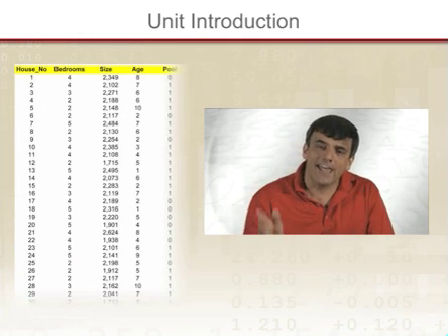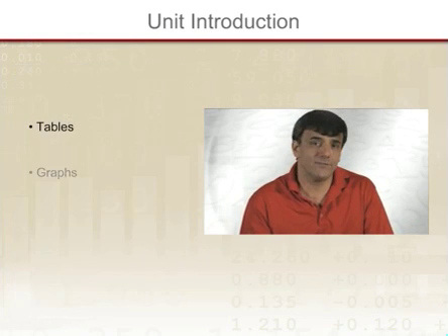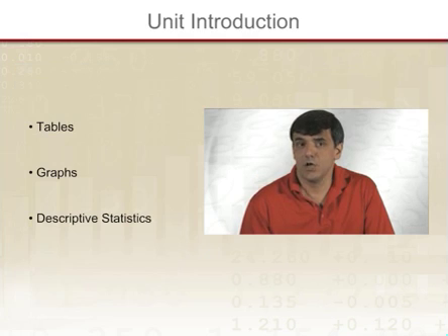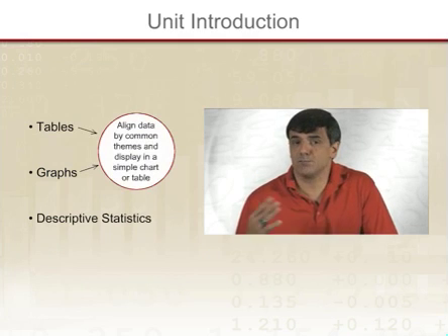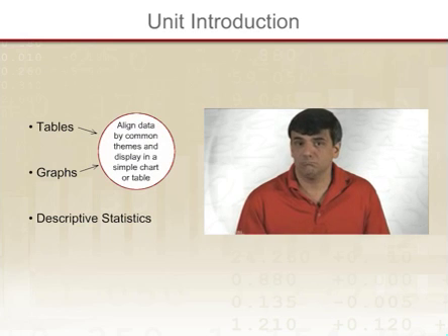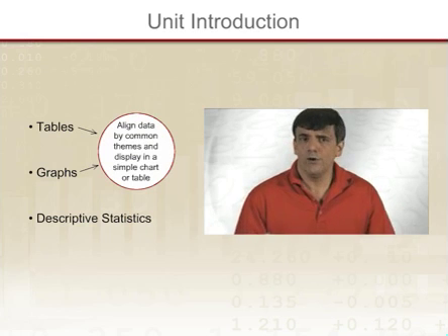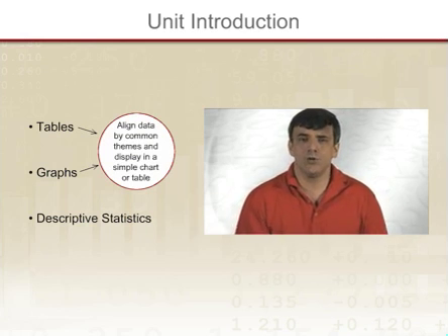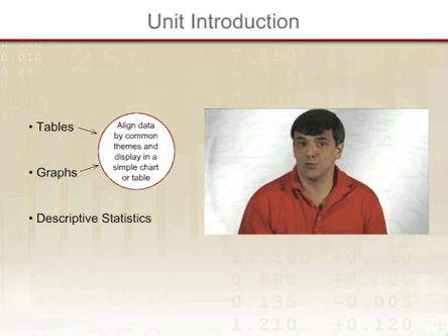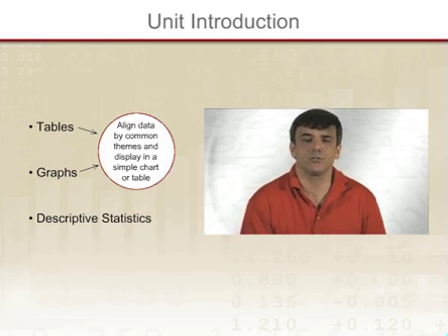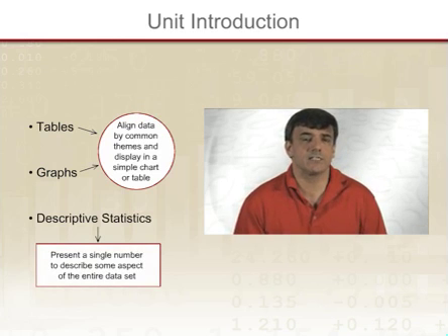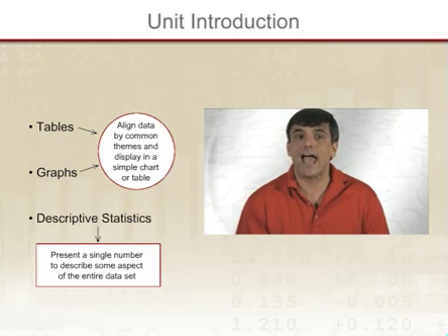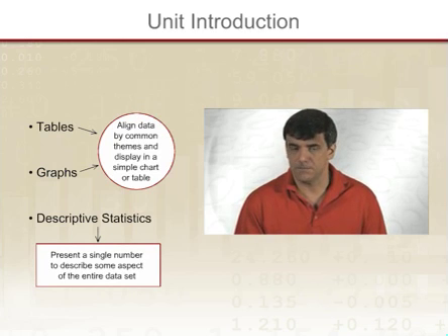So here you'll learn to analyze data through tables, graphs, and descriptive statistics. We use tables and graphs to align data by some common themes and either display the information in a simple picture, like a pie chart or a bar chart, or in a table in which we can read the subtotals that comprise the pie slices or the bars, like in a frequency distribution. When we wish to present a single number to describe some aspect of the entire data set, we use descriptive statistics. For example, the average, also known as the mean.